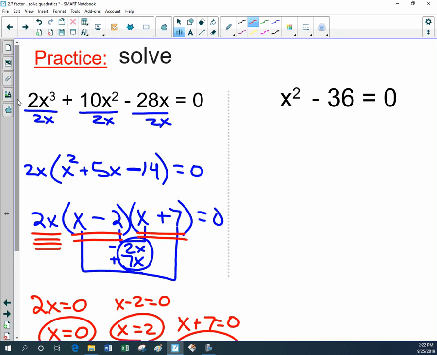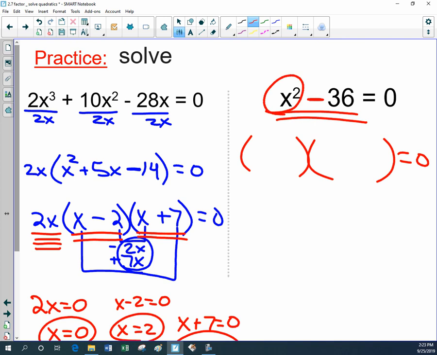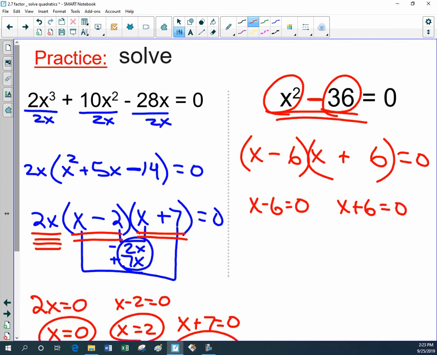Okay, in the next example, x squared minus 36 equals 0. This is our special case. Both of these are perfect squares. It's a difference of perfect squares. So what times itself is x squared? What times itself is 36? And then the signs are opposite. Set x minus 6 equal to 0. Set x plus 6 equal to 0. And solve. So x equals 6, x equals negative 6.